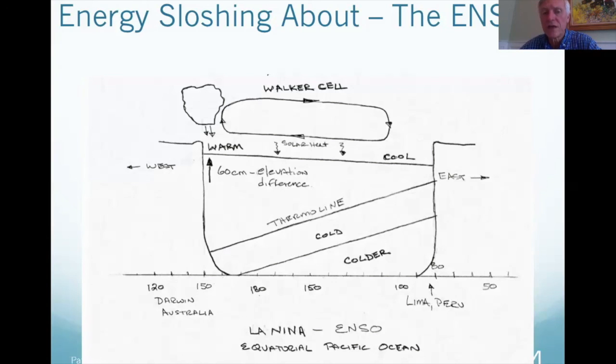The elevation out by Darwin, Australia is actually 60 centimeters higher than near Peru. And I've greatly exaggerated the thermal line, but it's colder to the east and warmer to the west. Now, this switches when El Nino happens. When El Nino happens, it walks back the other way, and so you get this sloshing back and forth.